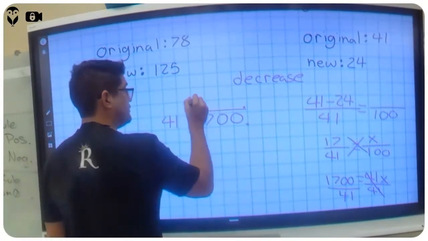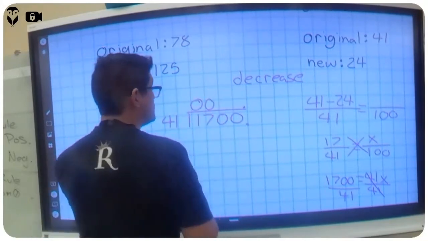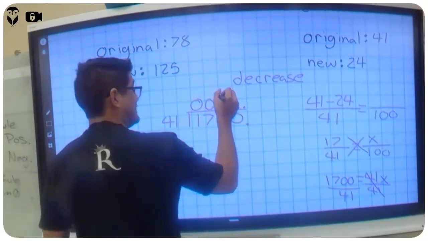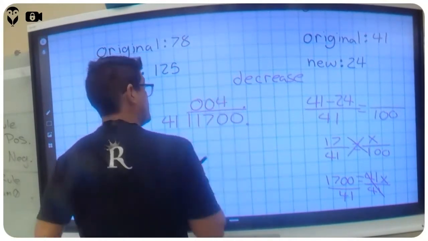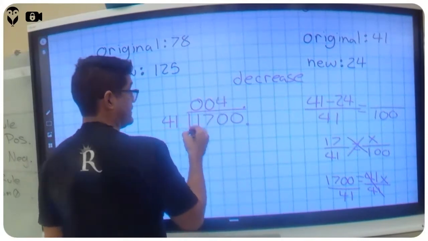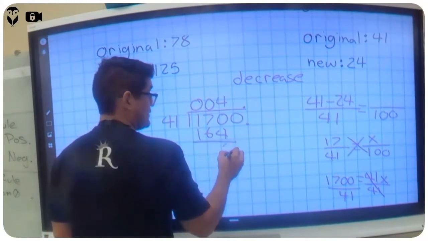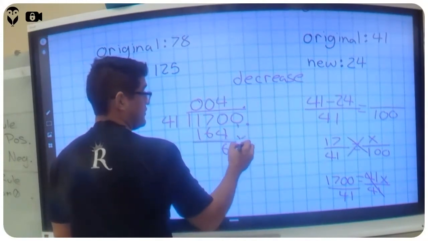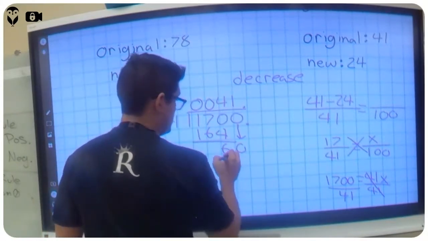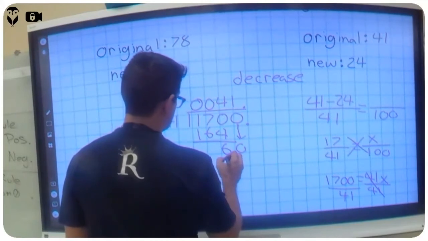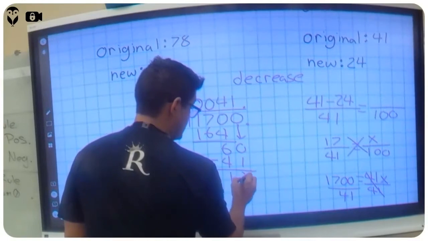So 41 go into 1? Nope. 41 go into 17? Nope. How many times does 41 go into 170? So that's going to be 4, right? 4 times 1, that's going to be 4. 4 times 4 is 16. That's going to leave me with 6. Drop down to 0. How many 41s go into 60? Just 1. That's going to be 41. I don't know why that took me so long. And that's going to be 19.